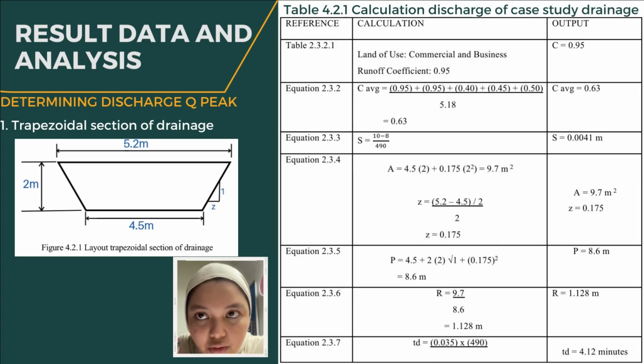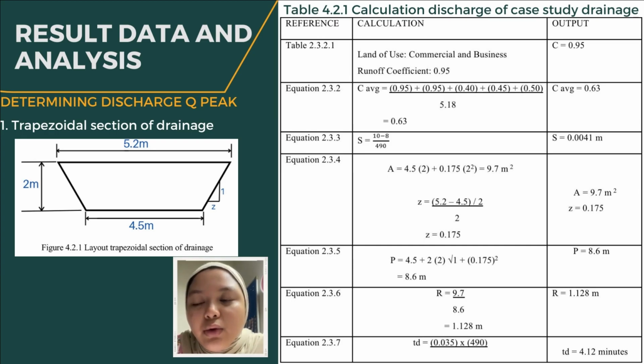Using the equation for rainfall for hours, we got D as 0.0687. From the next equation, 2.3.8, we got the rainfall intensity as 441.642 millimeter per hour. And from the next equation, 2.3.9, we got Q rational as 5.8 meter square per second.